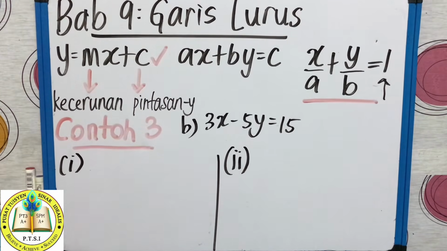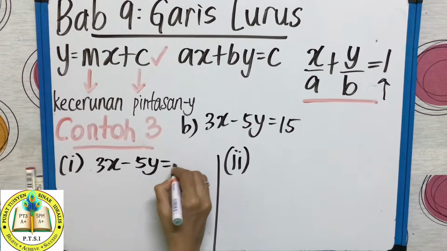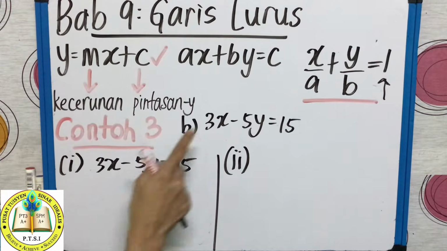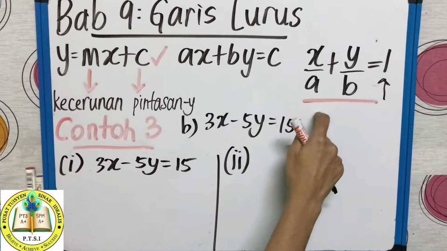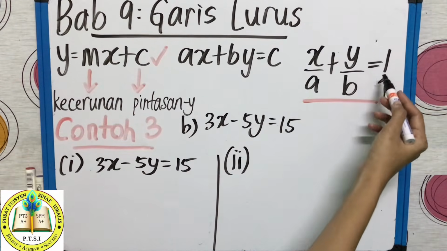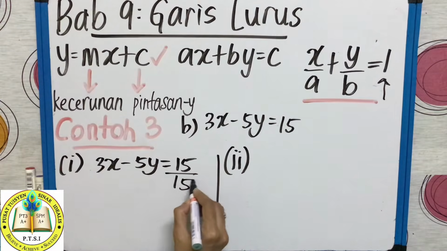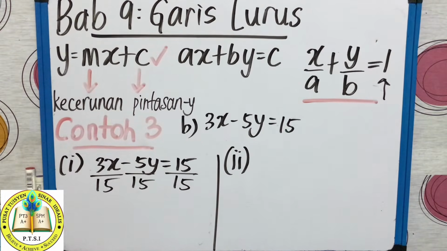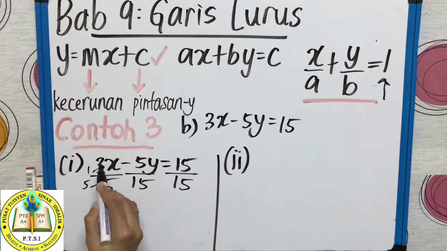The first one, teacher write the equation 3x minus 5y equal 15. So, soalan pertama ni kamu mesti tukar kepada bentuk pecahan. What teacher told you, bentuk pecahan must be equal 1. Tapi ini 15. So, bahagi 15, bahagi 15, bahagi 15. Nampak? So, 3 and 15 you can cut. You will get 1 over 5.